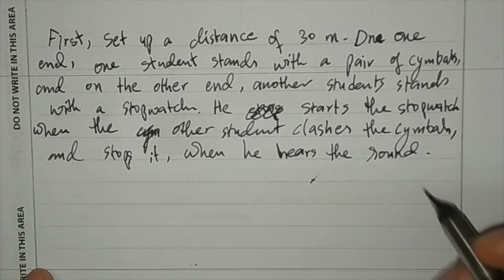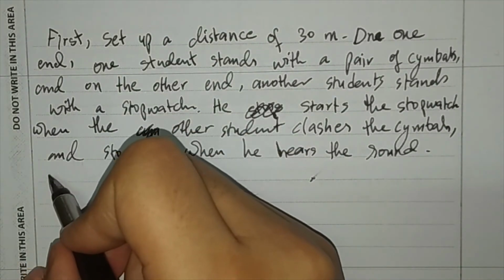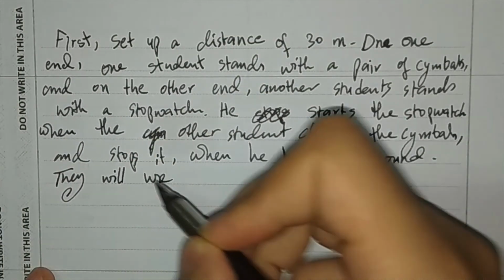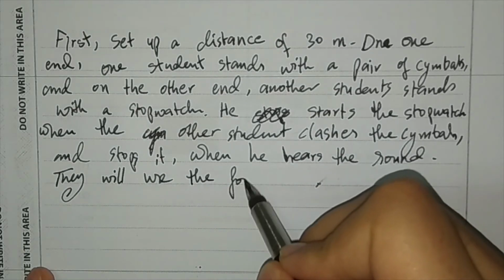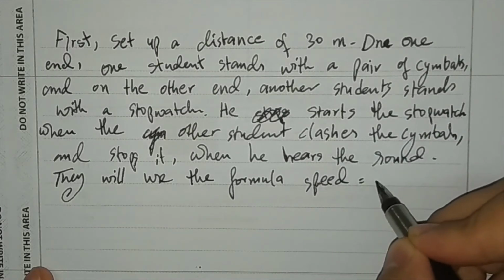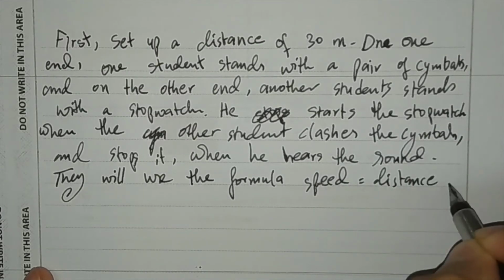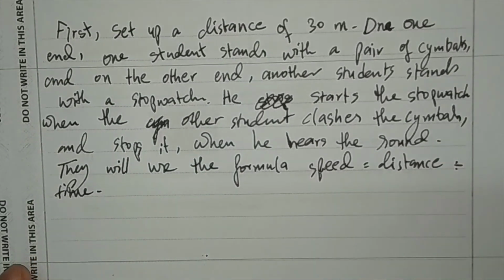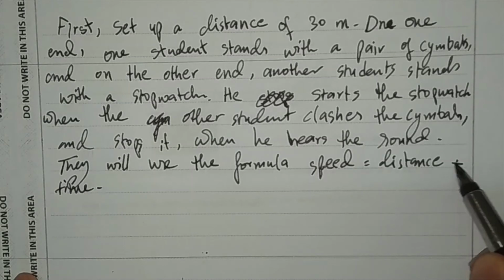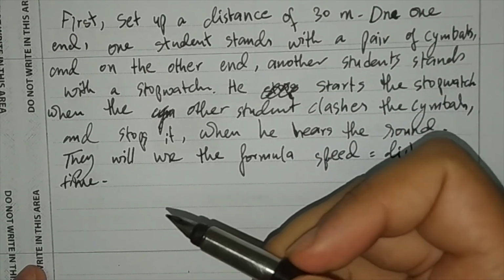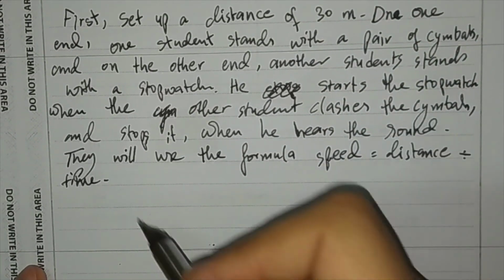Next, they will use the formula speed is equal to distance divided by time. Now we have our speed, but for 1 mark we will be making this even more accurate.